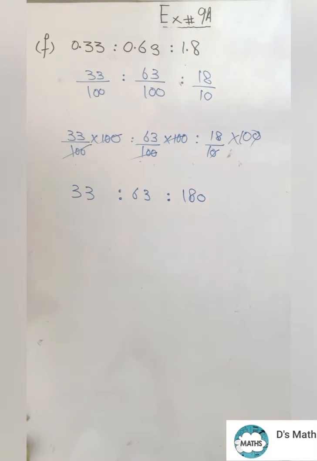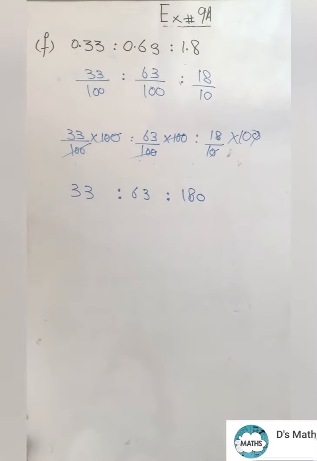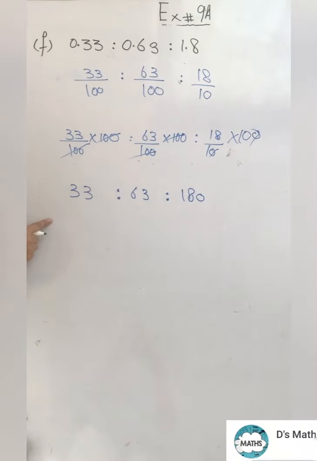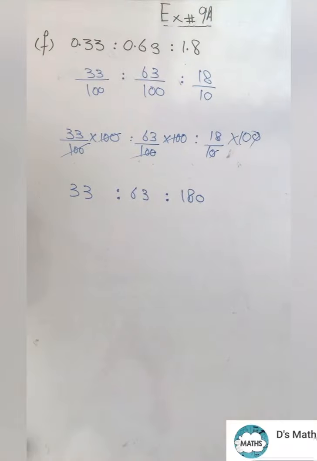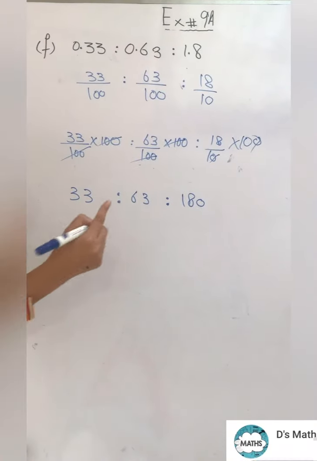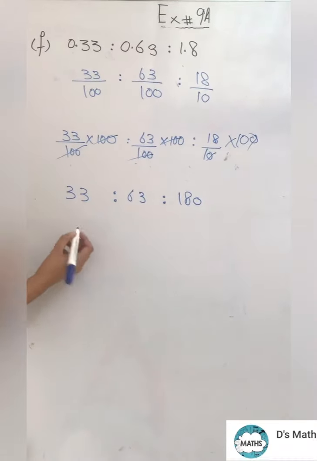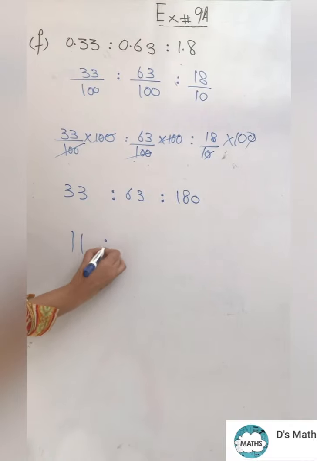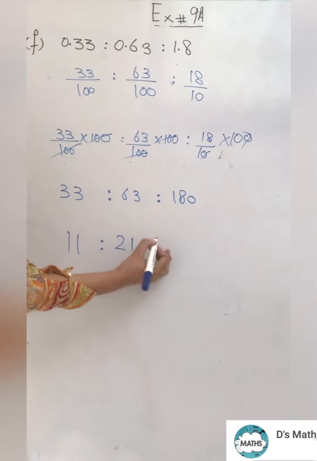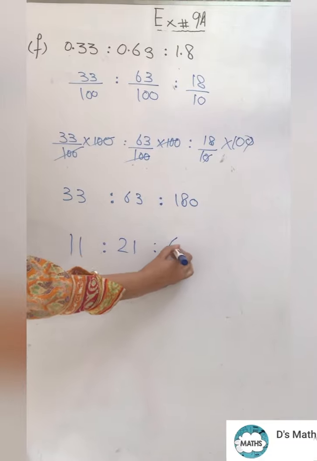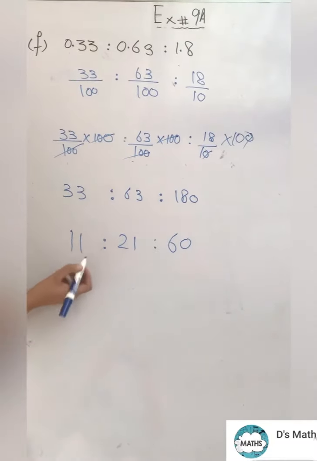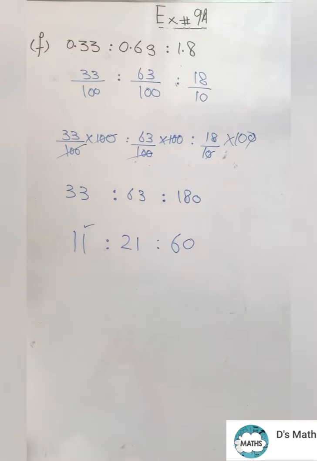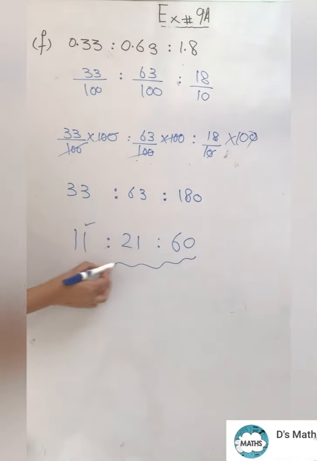Now we have to simplify further. We cannot simplify by 2, as there is an odd number, so we will choose 3, since you have to choose a number that divides all the numbers. 3 elevens are 33, 3 twenty-ones are 63, and 3 sixties are 180. It cannot be further simplified as 11 is a prime number. So this is your answer.